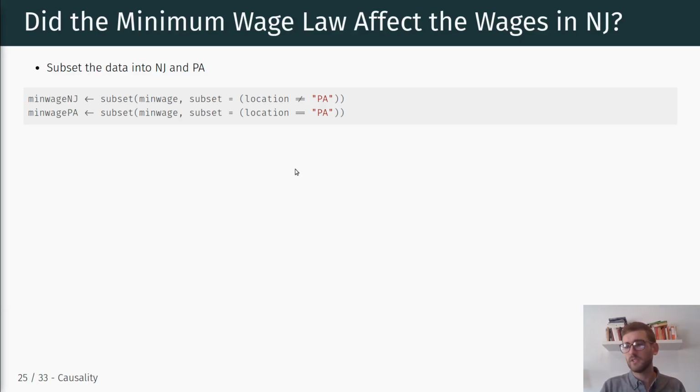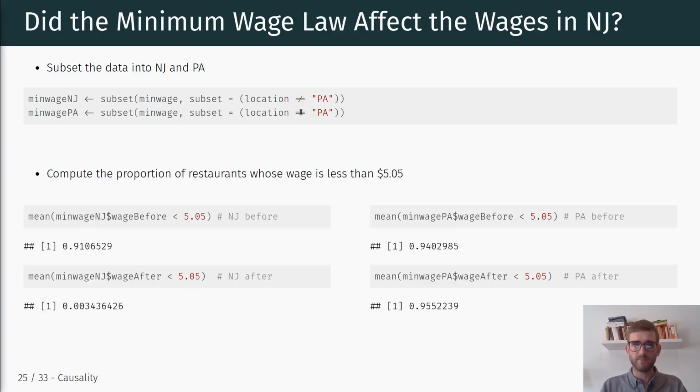So in order to do this, we can subset the data by state. So we look at the minimum wage data in New Jersey and in Pennsylvania. We use the subset command here, with the first argument being the original data frame that we worked with, and we're subsetting it, one for location not being equal to Pennsylvania and one for location being equal to Pennsylvania.